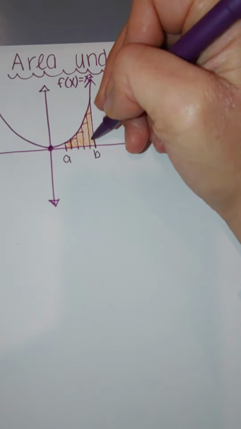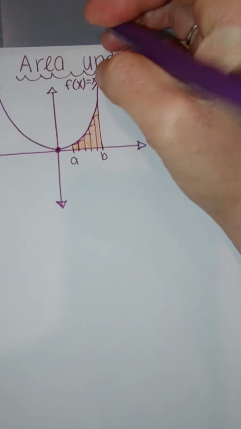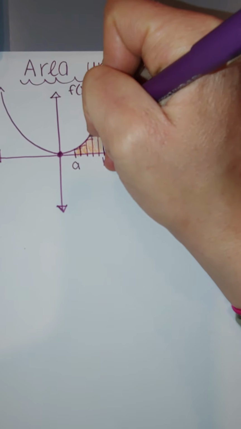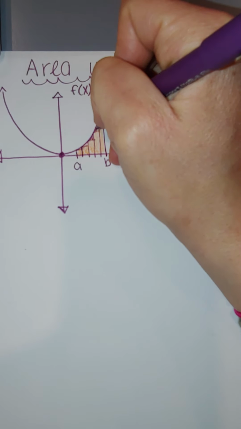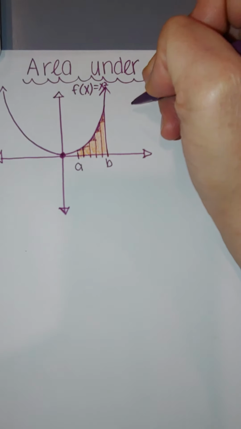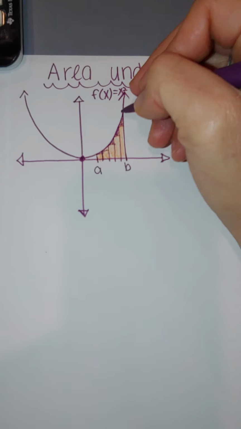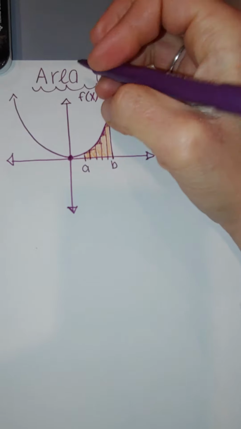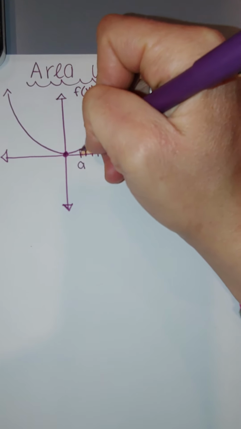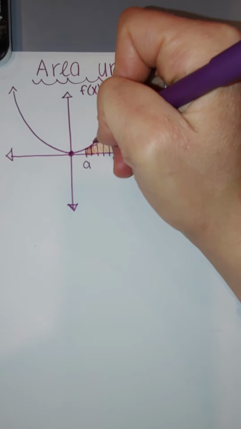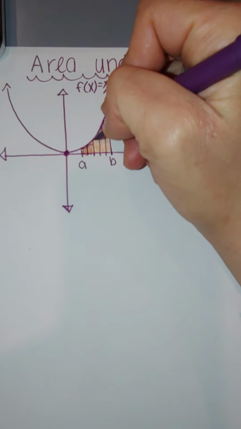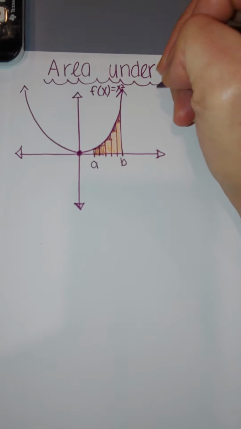And if I found the area of all those rectangles and I added them together, I would get a pretty good approximation of the area under the curve, but I wouldn't get the actual area because there are little pieces here that I'm not factoring in when I find the area of these rectangles. But if I make these rectangles smaller and smaller and smaller, I eliminate that space there that I'm not accounting for.